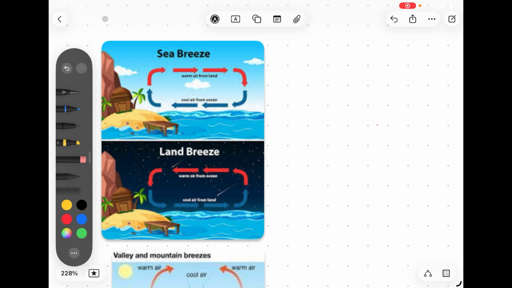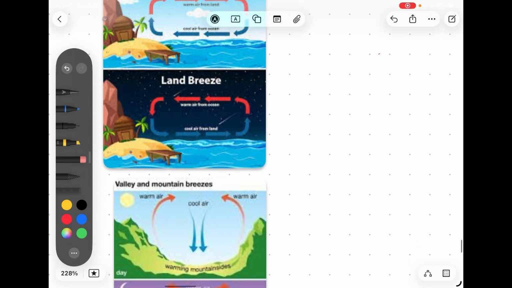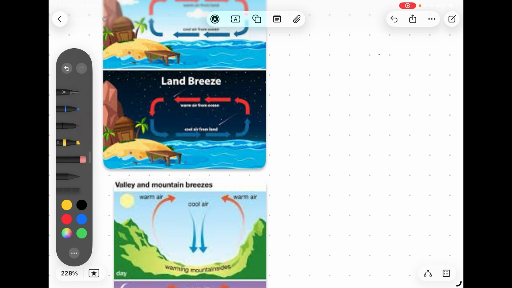That is why in Rajasthan, when you see Jaisalmer and Jodhpur, the nights are very cold and the days are very hot because of the land, right? And the water, basically the sea, also cools and heats up, but at a slower rate as compared to land. So during night, the land cools down faster than the sea.